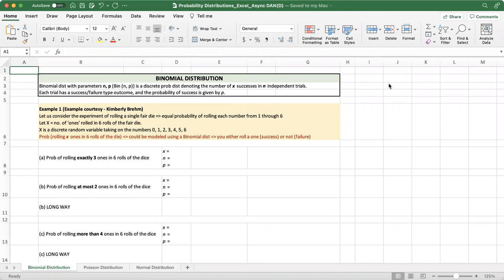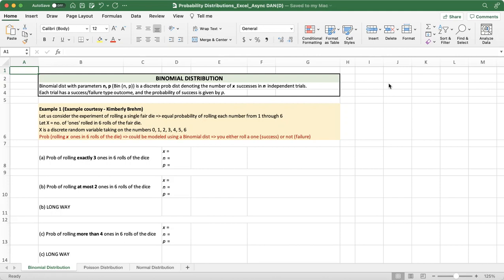Now, we use a binomial distribution whenever we're interested in finding the probability of x successes in n independent trials, where the probability of success in each trial is given by the number p. Now, if you think of flipping a coin, say 5 times, where each trial you could either get a head or tails. And suppose I define heads to be a success and getting tails to be a failure.